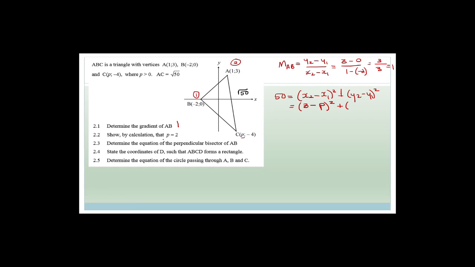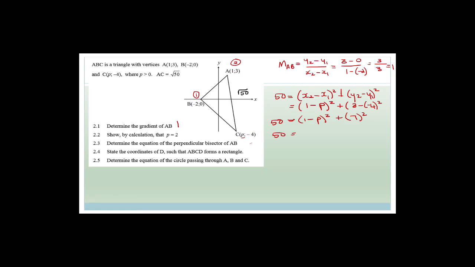That was actually y. Sorry, guys. Let me just fix that. 1 minus p. Plus, let's try again, 3 minus minus 4 all squared. Which equals 1 minus p all squared plus 3 plus 4 is 7 squared, and that is equal to 50, right?